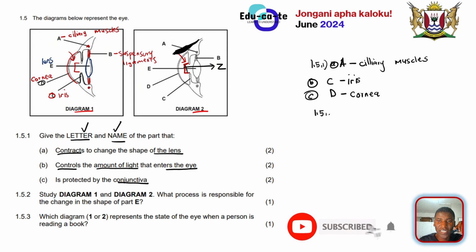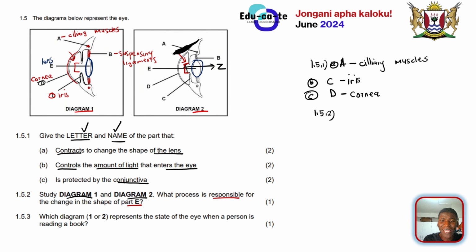1.5.2. Study diagram 1 and diagram 2. What process is responsible for the change in the shape of part E? You can see that in diagram 1 we have got the same labels as diagram 2, but we do have some differences. The most visible difference is the shape of the lens. Because in diagram 1 you can see that the lens is smaller, but in diagram 2 you can see that the lens, which is part E here, is way bigger.